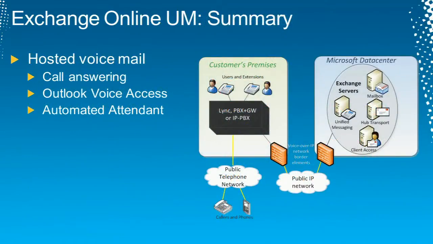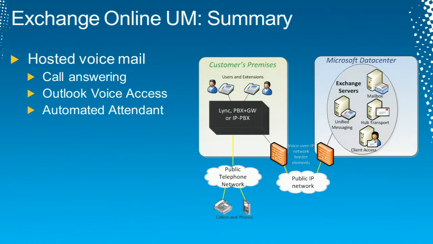So from the 10,000-foot view, UM provides hosted voicemail. We answer calls if the user doesn't pick up their phone and deposit a voice message in their Exchange inbox. Outlook Voice Access, you can call up and check messages and access your calendar, call people in your personal contacts. And Automated Attendant gives callers to your company the ability to find people and reach people even if they don't know their telephone number.